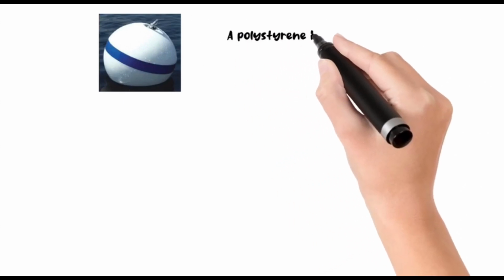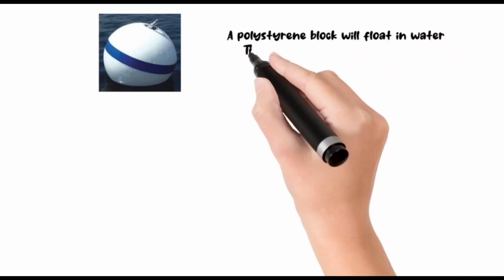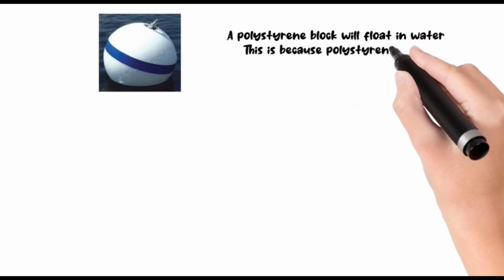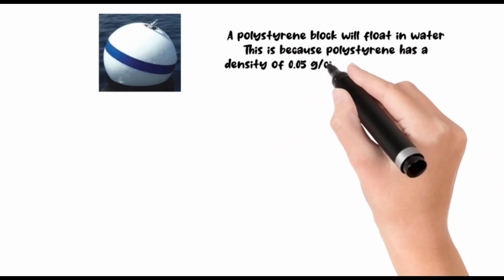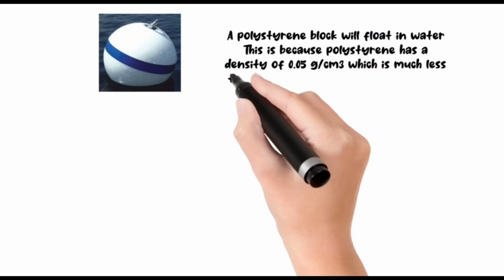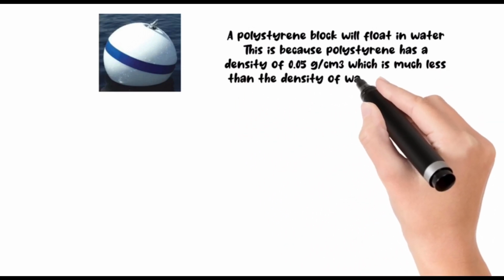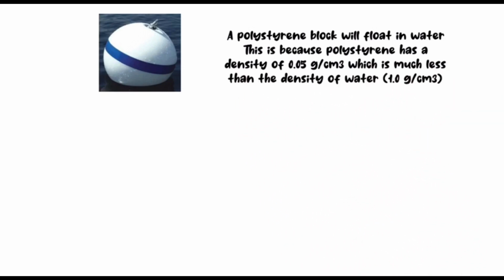In this image, we can see that a polystyrene ball floats in water. This is because polystyrene has a density of 0.05 gram per centimeter cube, which is much less than the density of water, 1 gram per centimeter cube.